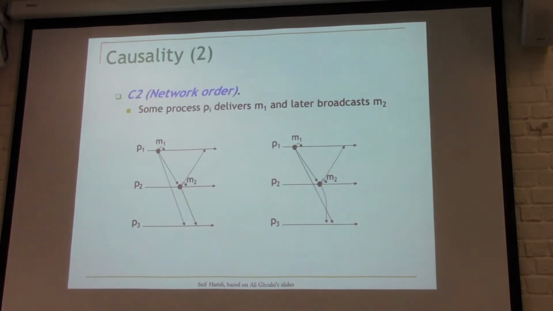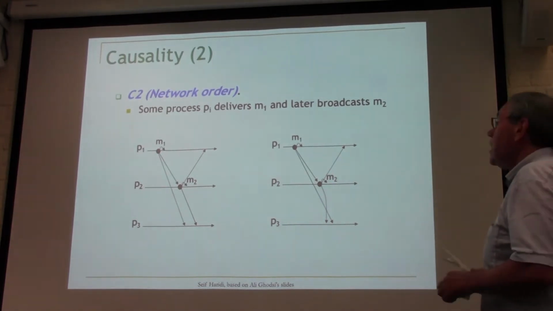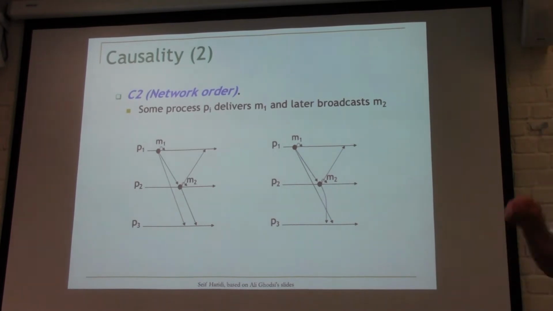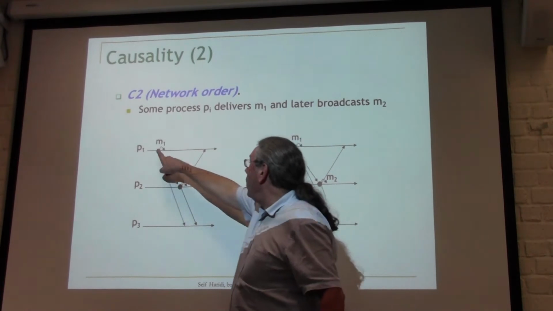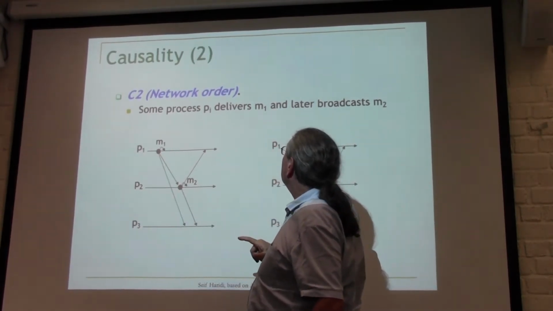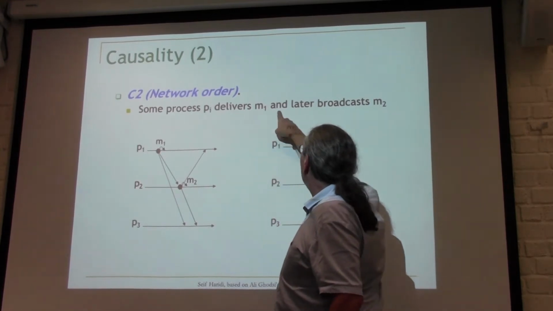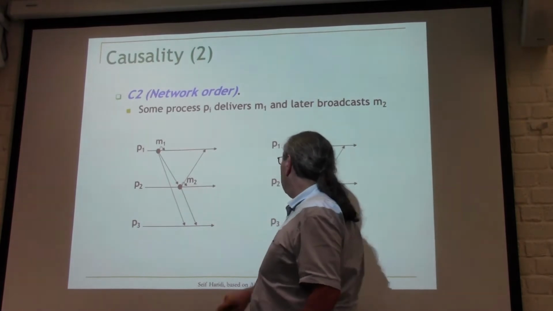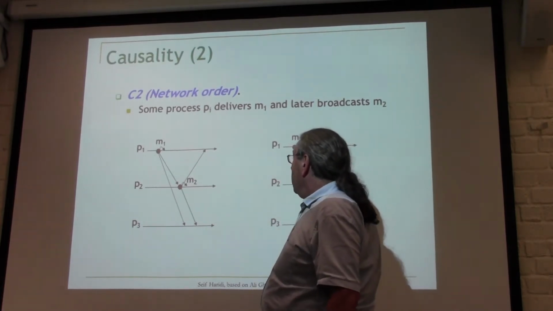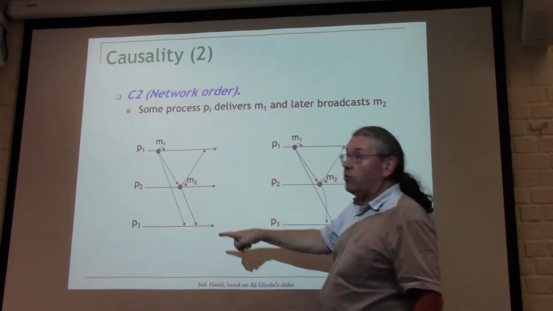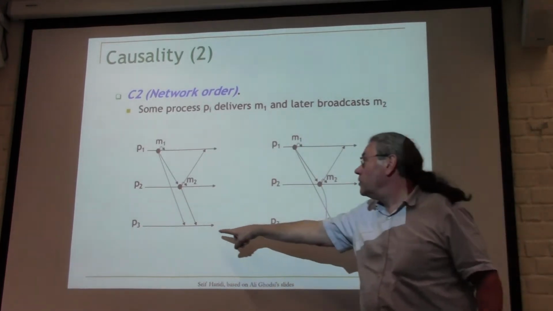Here's another little exercise. This is network order. It means I send from one node to another node, and then that other node also does a send. Okay, so P1 sends, and it goes to P2, and then P2 sends. Some process Pi delivers M1 and later broadcasts M2. So here, for example, this one to the left, is network order satisfied here?